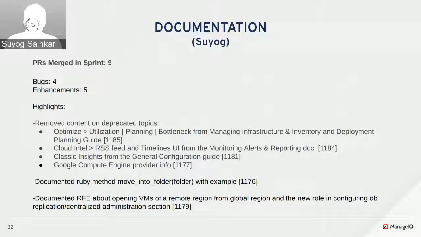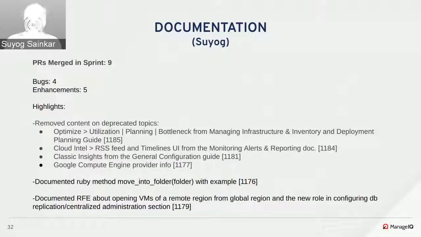Hi, everyone. For documentation, we had 9 PRs merged in this sprint, of which 4 were bugs and 5 were enhancements. We've removed content on the deprecated topics, such as utilization planning bottleneck from the Managing Infra Inventory Guide and the Deployment Planning Guide, RSS feed and timelines from the monitoring alerts and reporting guide, classic insights from general config, and GCE provider info from the managing providers guide.